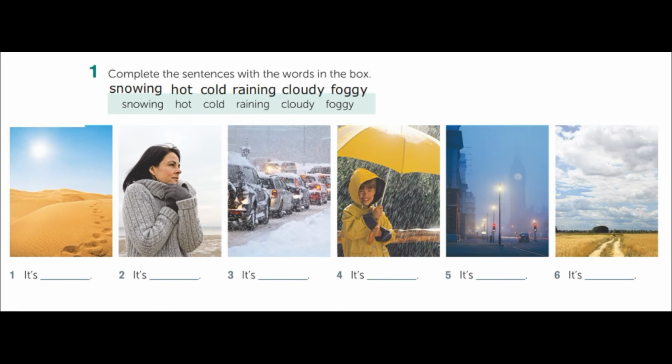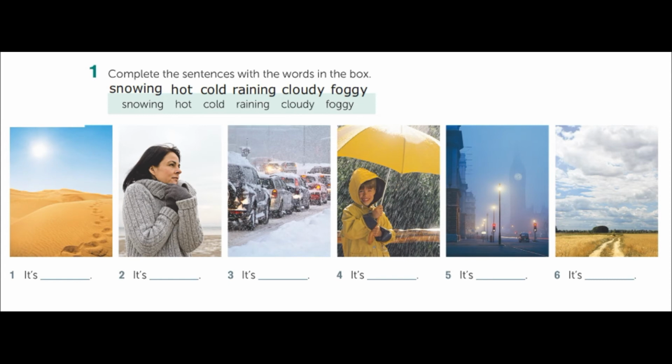Let's practice a little. Complete the sentences with the words from the box, right? Remember that we are talking about the weather. So what's the weather like in these pictures? Number one, it's snowing, hot, cold, raining, cloudy, or foggy. What about number two? Take a look. Number three, pay attention to the cars. What is the weather like in this picture? And number four, the person here with the umbrella, a raincoat. So what is the weather like here in this picture?